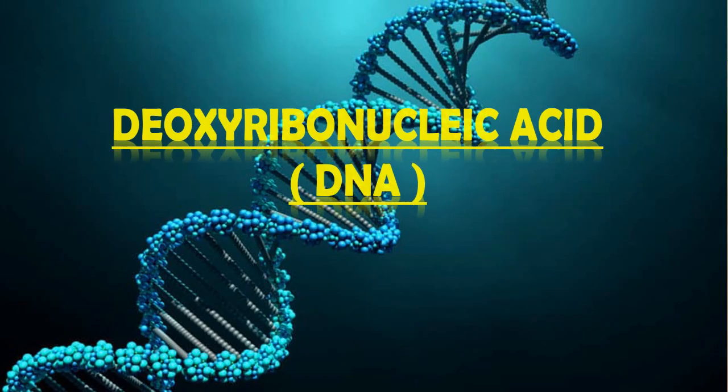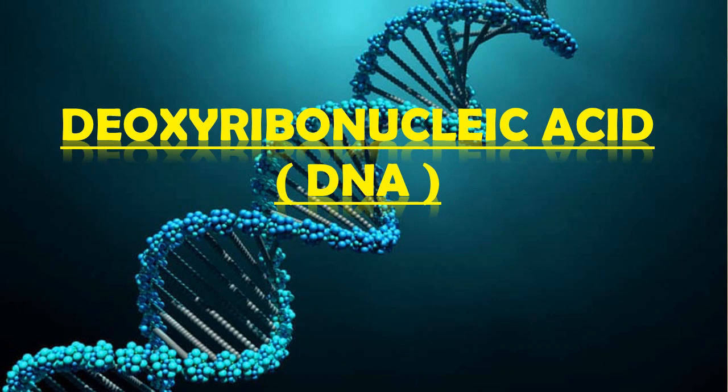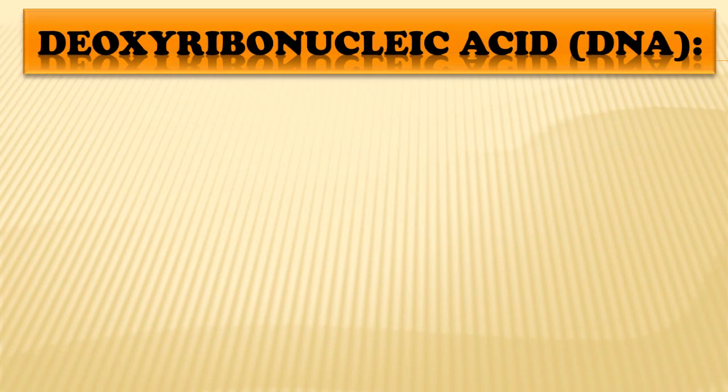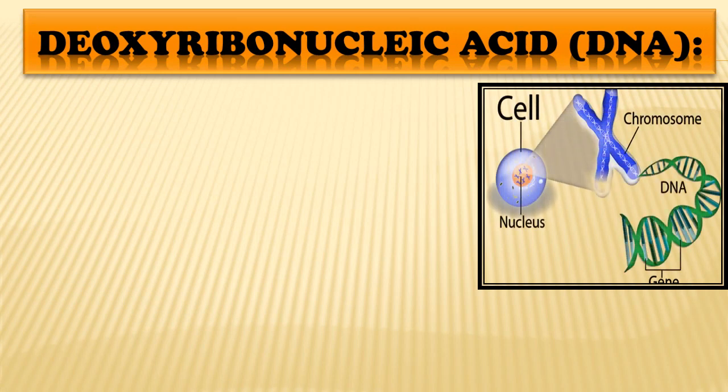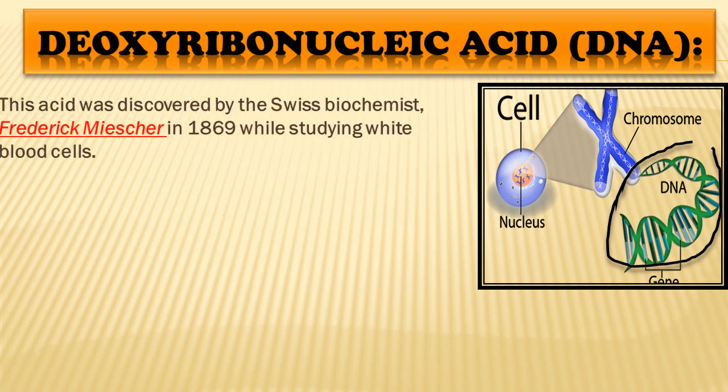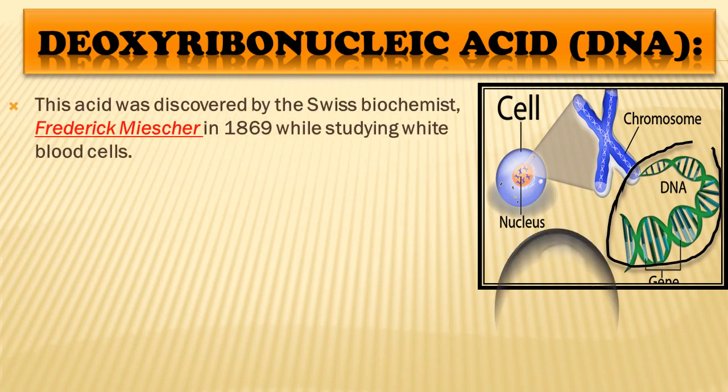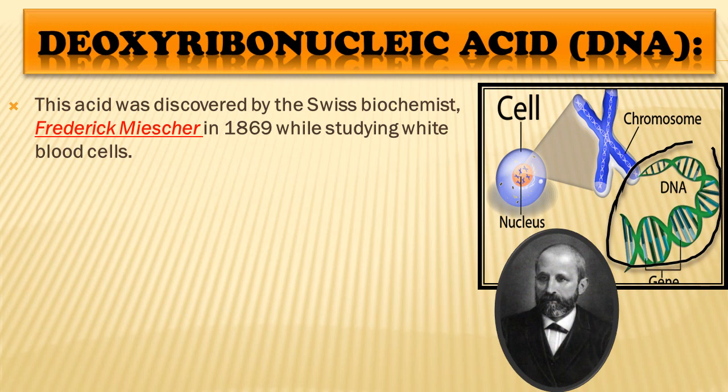Alright, so in today's session, first of all we will learn about deoxyribonucleic acid, or DNA. So what is this deoxyribonucleic acid or DNA? Chromosomes are mainly made up of DNA, and this acid was discovered by the Swiss biochemist Friedrich Miescher in 1869 while studying white blood cells. So during the study of white blood cells, Friedrich Miescher discovered DNA for the first time.